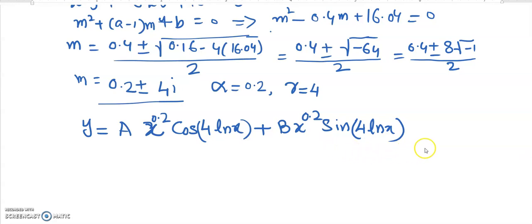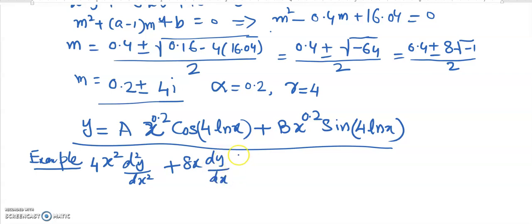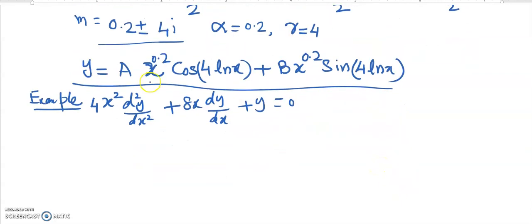Let's solve one more problem for Euler-Cauchy equation application. The equation is 4x squared d2y over dx squared plus 8x dy over dx plus y is equal to 0. So we can make it in a standard form and divide by 4. So it will be x squared y double prime plus 2x y prime plus 1 by 4 y equal to 0.